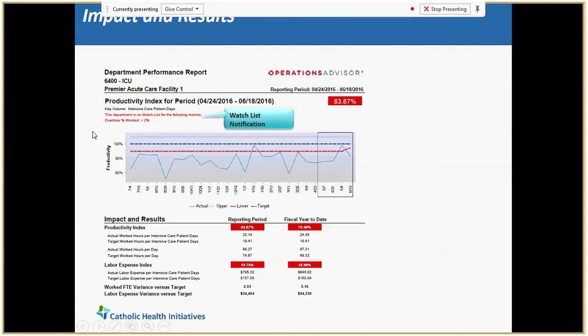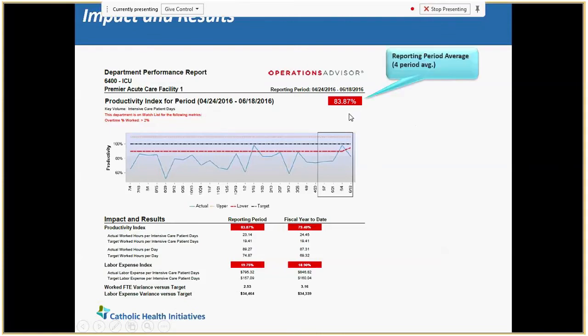In this case, it's not meeting overtime. It's exceeded the 2% goal. If this department was eligible to be on an action plan, then it would say this department is on an action plan. In this case, this department was not, probably because they were already on an action plan in a recent period, so they weren't eligible. So this department is just on the watch list.